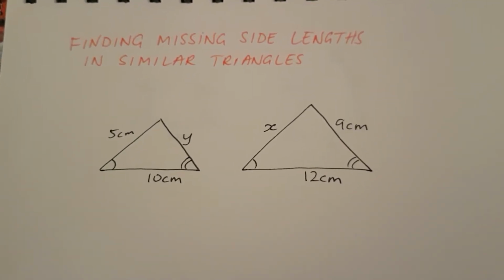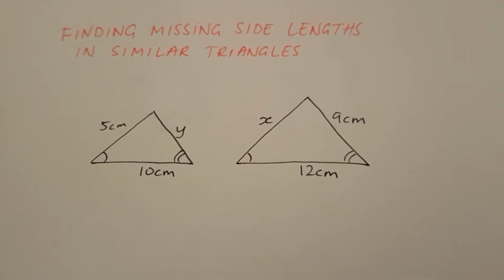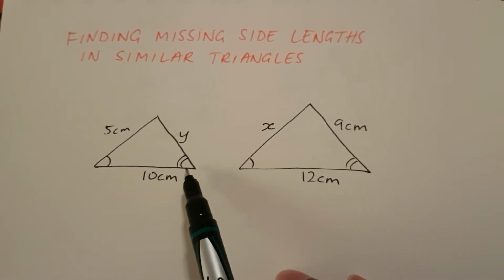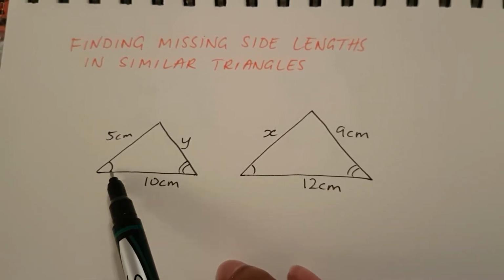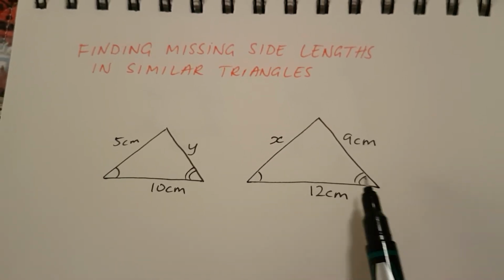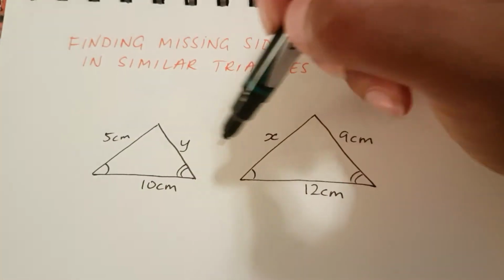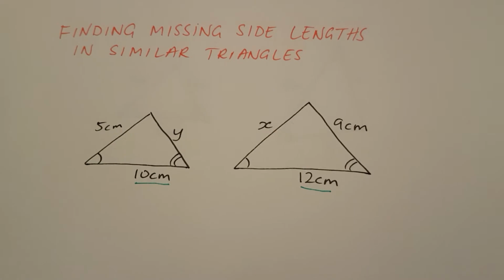Okay, to find missing side lengths in similar triangles, the first thing that you want to do is orient your similar triangles. So you'll need to look at the angle markings. So you can see that the 10 centimeters is between the single angle and the double angle, and the 12 centimeters is also between those two. So therefore, those sides there, the 10 centimeters and the 12 centimeters, they will be corresponding sides.